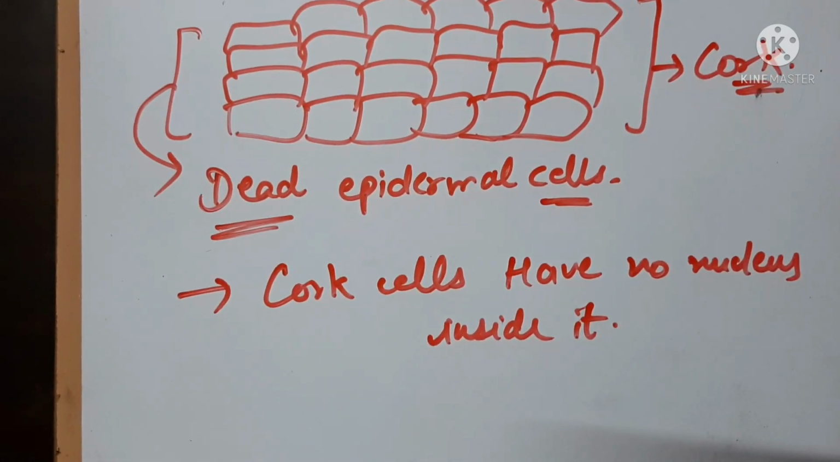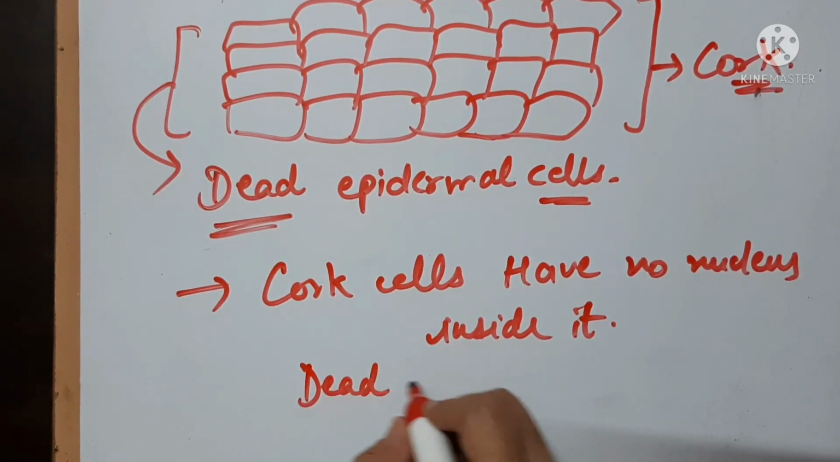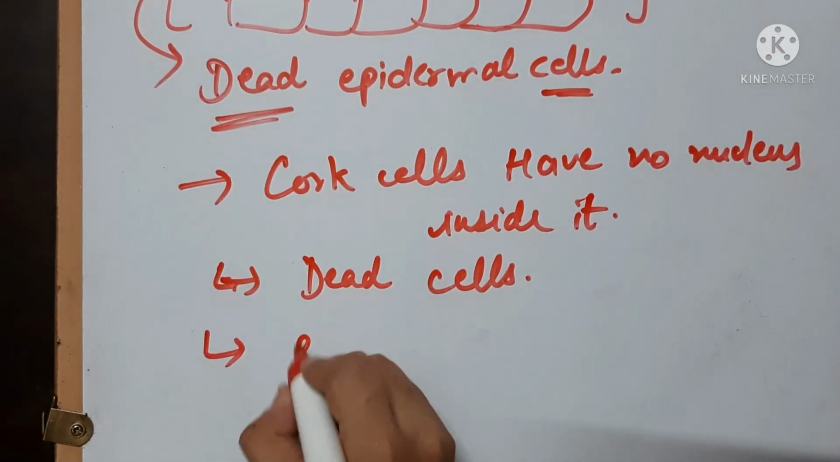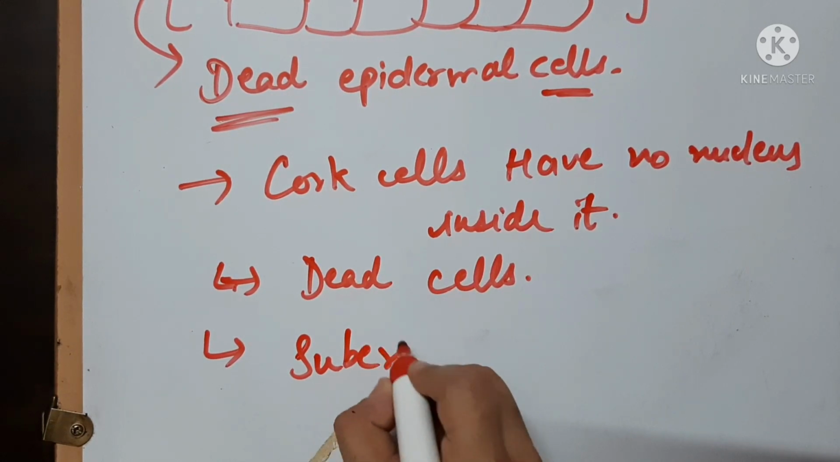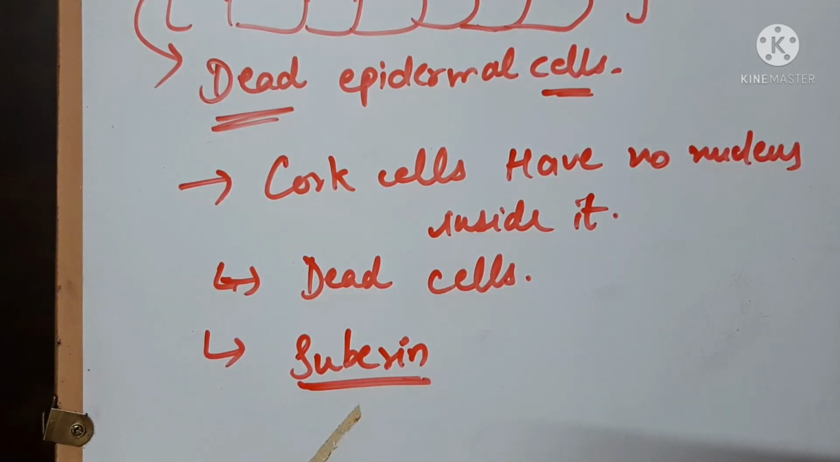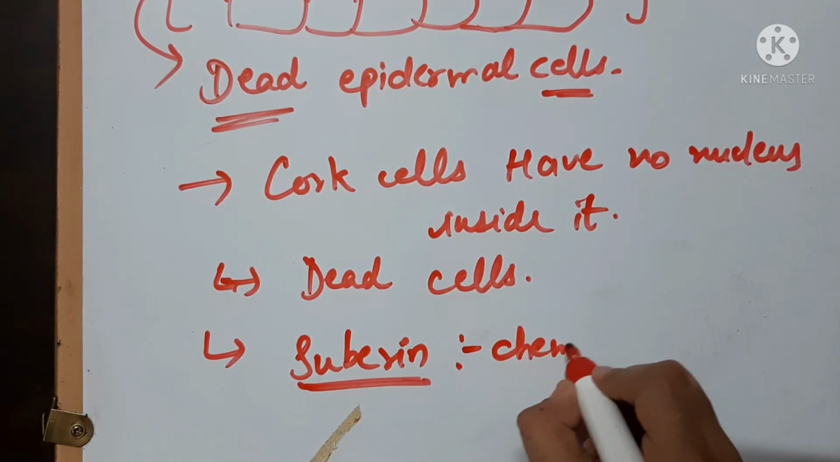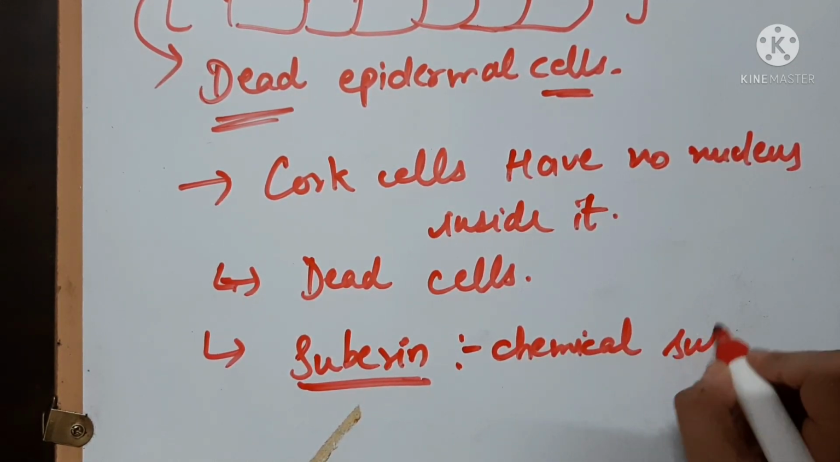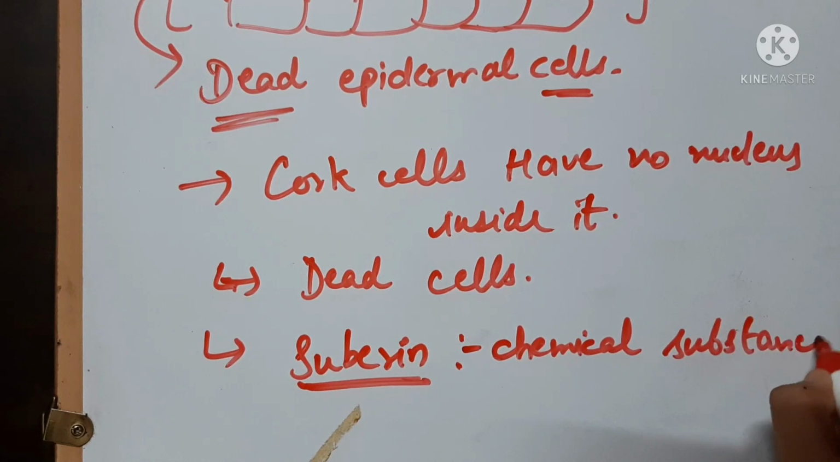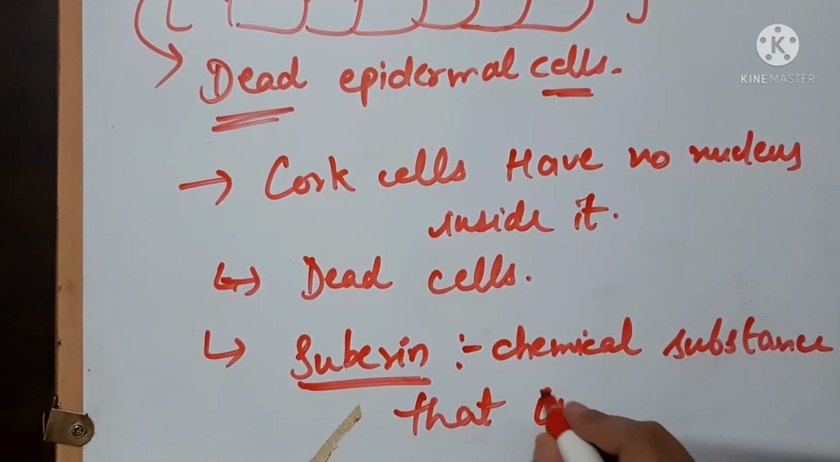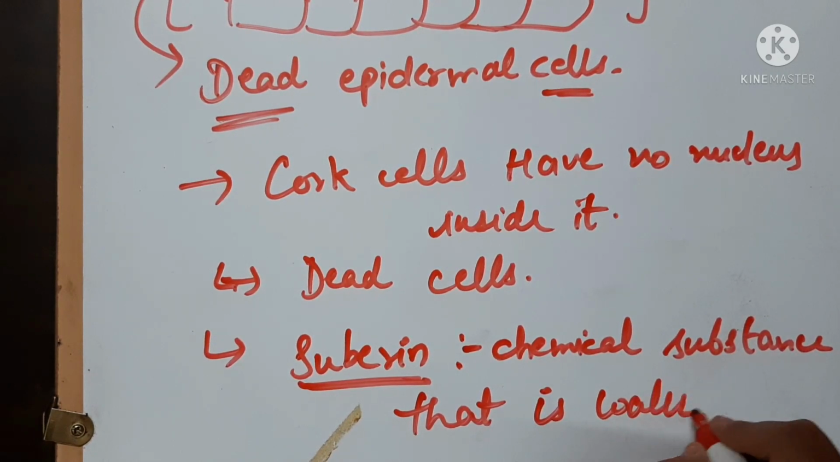Because they are the dead cells. And it has an important chemical that is called suberin. Suberin is a chemical substance that is water resistant in nature.